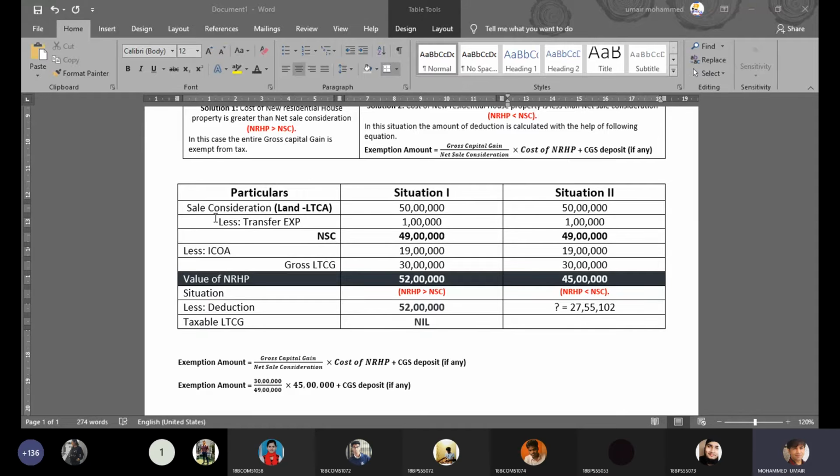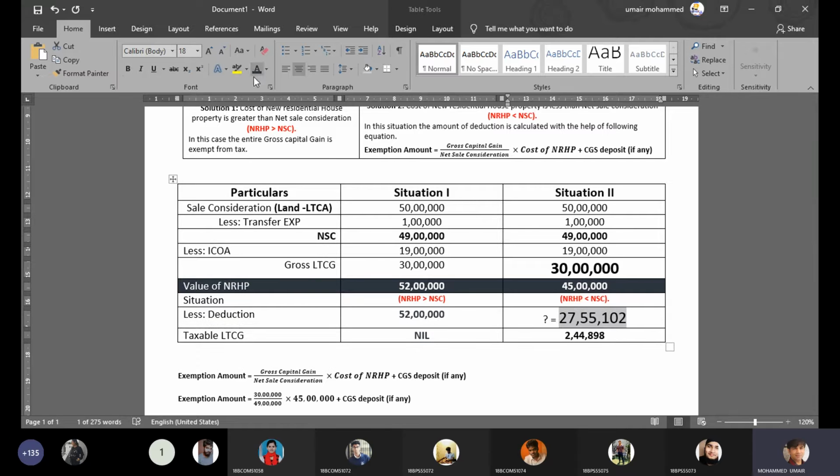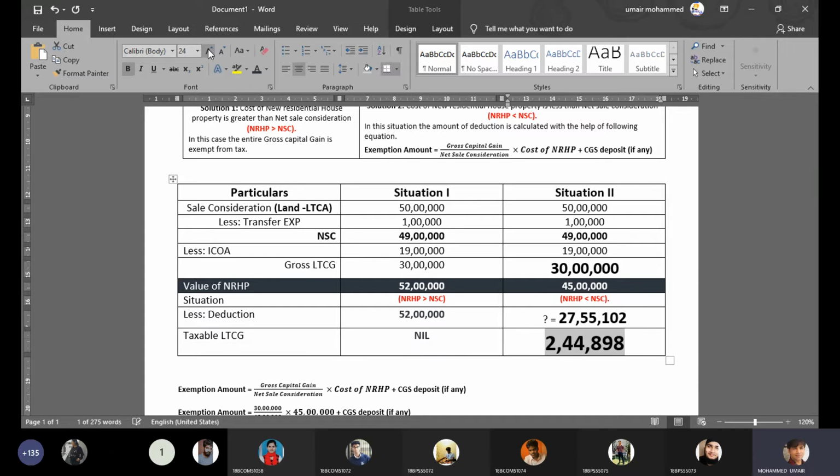Your taxable capital gain is 2,44,898. This is your gross capital gain. From gross capital gain, you have applied the deduction, which is obtained by applying the formula. So the taxable amount will be this, right?